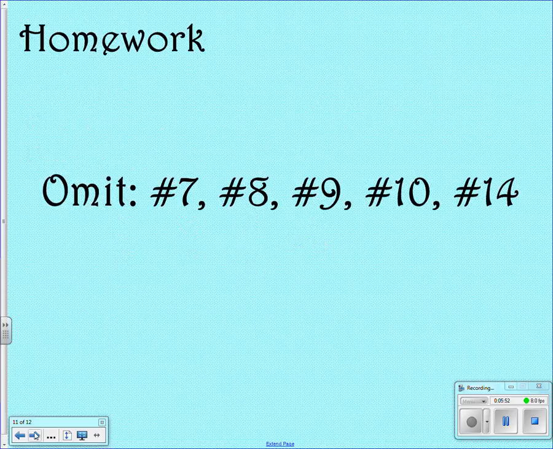You do get to omit 7, 8, 9, 10, and 14 on your homework. So you only have 25 problems to do tonight. Make sure that you do those so that we can go over any questions you have tomorrow.